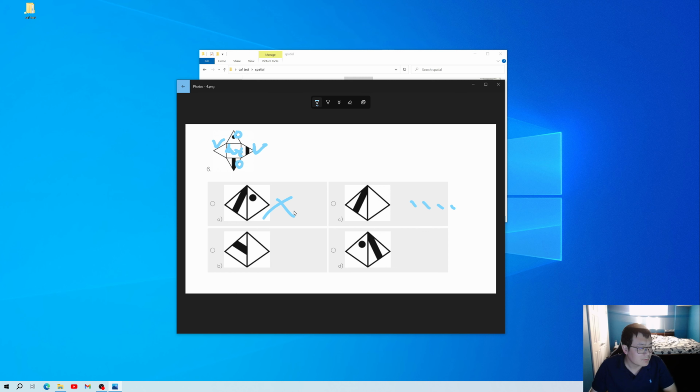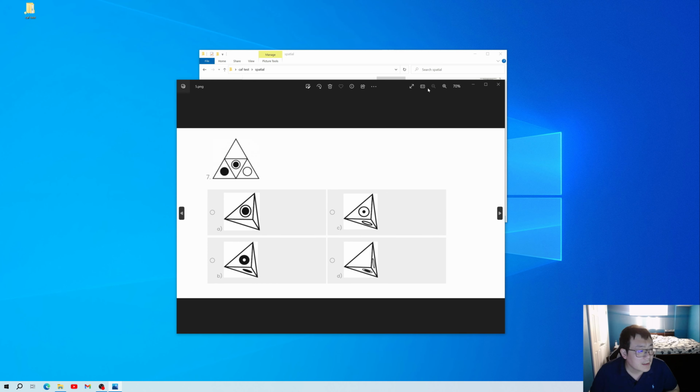And the horizontal line is the opposite with the blank triangle. So this is no, and this is no. Same reason with this one. Okay, so the only correct answer will be C. Easy enough. And this one will be a little bit interesting.